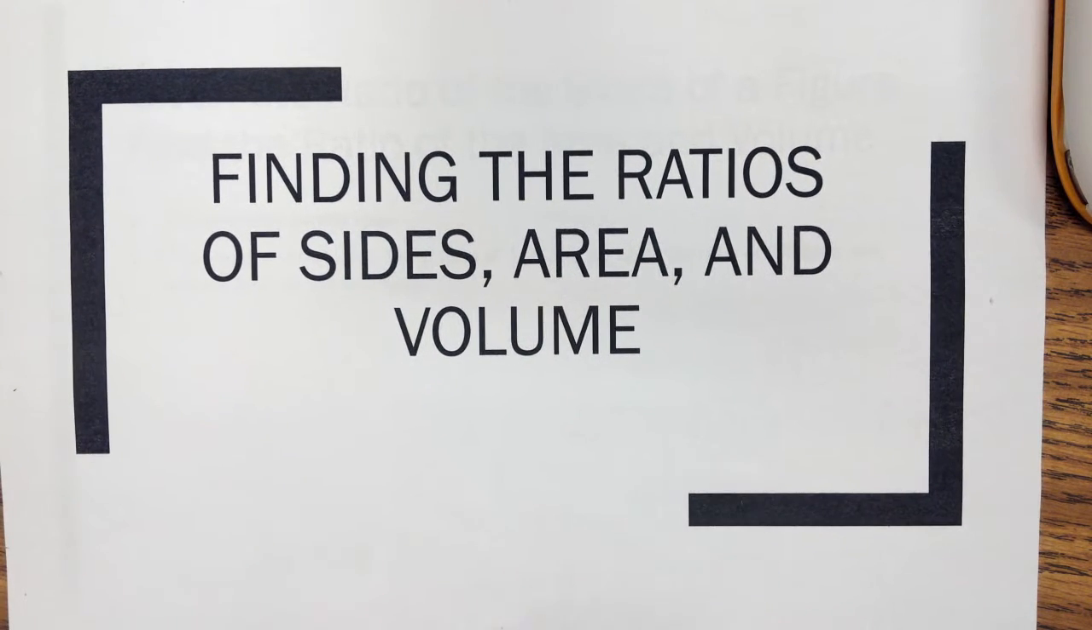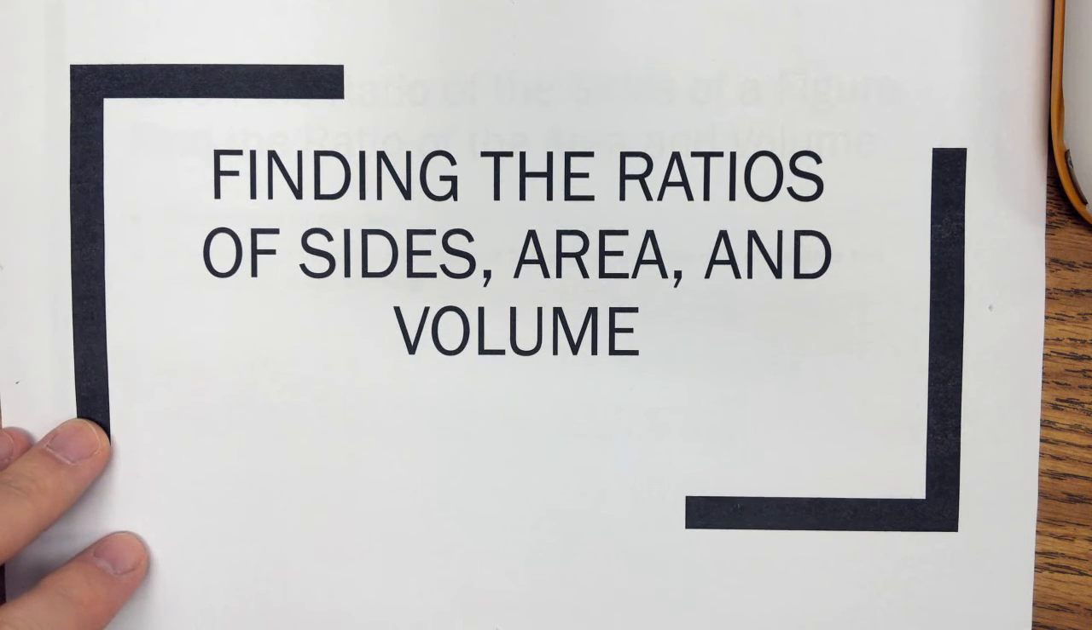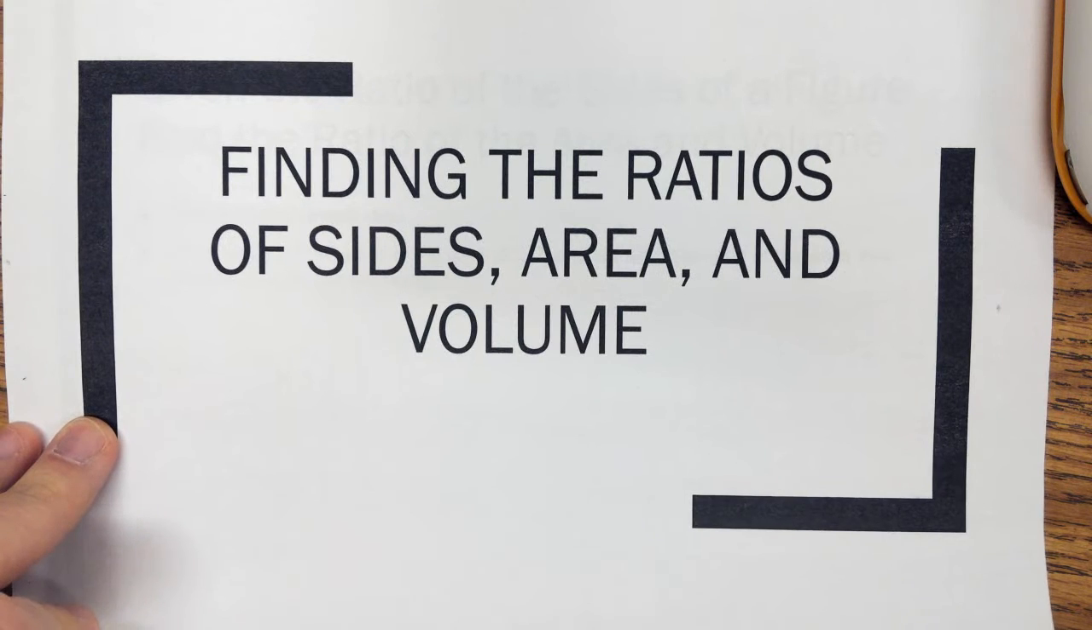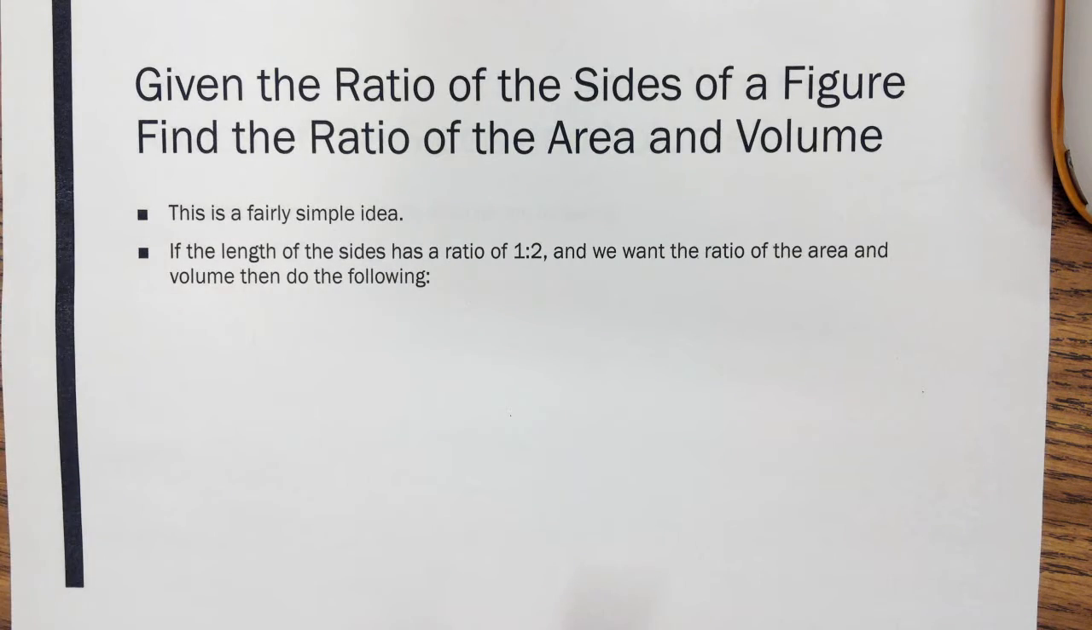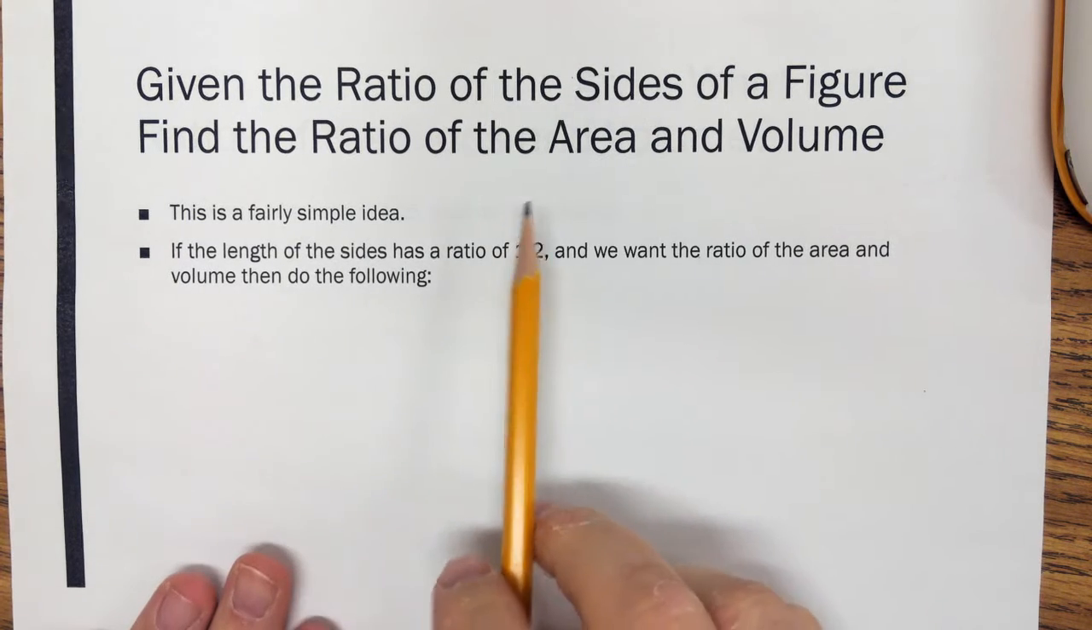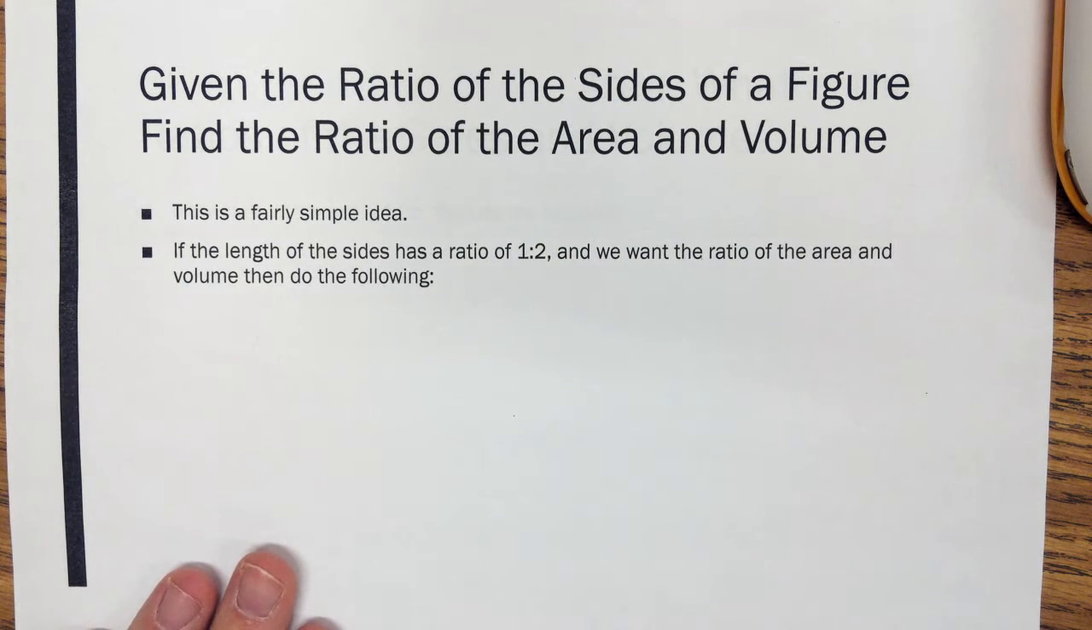Hey guys, it's Mr. Wicklehouse, and today, on top of doing the review for the test, I'm going to talk to you about one really simple concept, and that's finding the ratios of sides, areas, and volumes given one of these pieces of information. Okay, this is not that hard, pretty straightforward. It's a pretty simple idea. So given the ratio of the sides of a figure, find the ratio of the area and the volume.